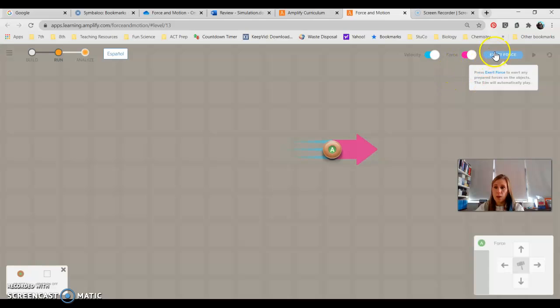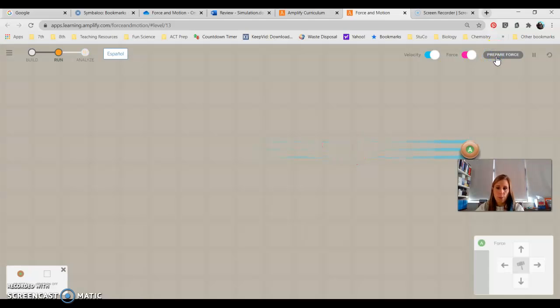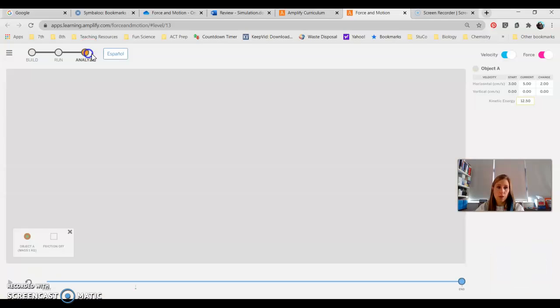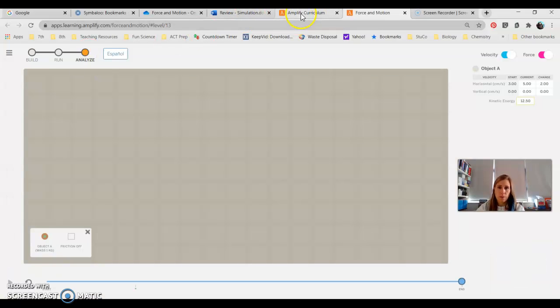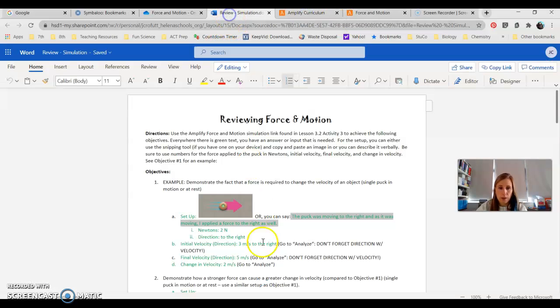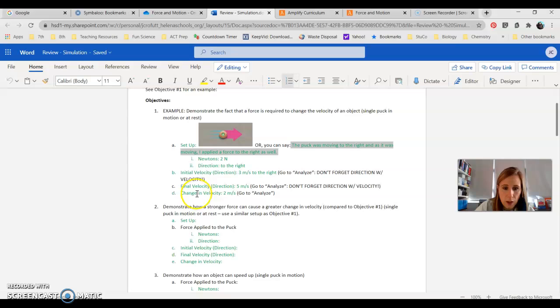Then I click exert force and go to analyze. You'll get the rest of your numbers from this little table right here. My initial velocity, like I said, I had set at 3 meters per second to the right. Remember that velocity should include a direction, so you shouldn't just say 3 meters per second. It says right there, don't forget direction with velocity. You will lose credit if you do not put your direction with it; it's not going to be complete if you aren't including a direction with your velocity.